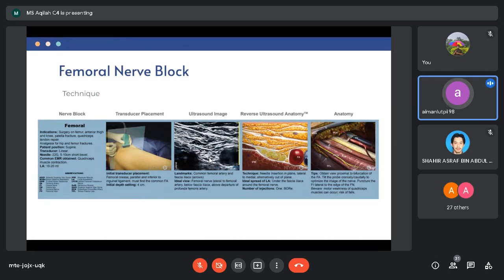And then we place the transducer at the femoral crease, parallel and inferior to the inguinal ligament. For this technique, we have to detect the femoral artery, because lateral to that, there is the femoral nerve. The local anesthetic drug will spread under the fascia iliaca around the femoral nerve.